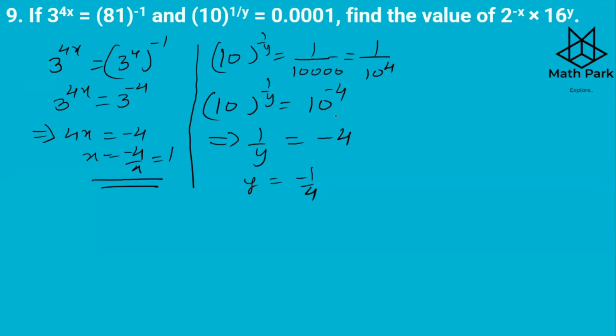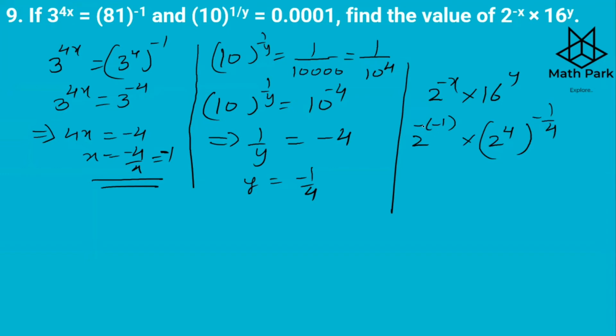Now we have to find the value of this part, 2 raised to minus x into 16 raised to y. Let's put the values. Value of x is minus 1. So 2 raised to minus x means minus of minus 1, into 16 is 2 raised to 4, and y value is minus 1 by 4. So 2 raised to minus of minus becomes 2 raised to 1, into this 4 and 4 got cancelled. This becomes 2 raised to minus 1. So this is 2 raised to 1 minus 1, which is 2 raised to 0, and which is equal to 1. So this is how we got the value of 2 raised to minus x into 16 raised to y as 1.